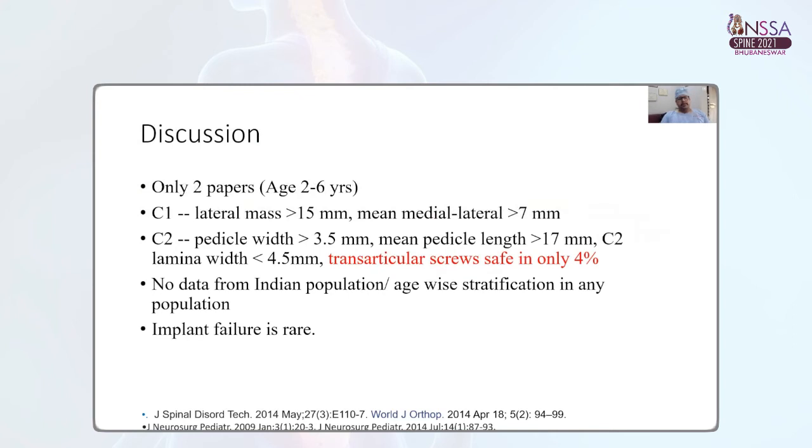Interestingly, there are only 2 papers in literature which concentrate on the role of rigid fixation in pediatric craniovertebral junction anomalies. Both of these papers are from the Texas Children's Hospital. They have seen that the size of the lateral mass is about 15 mm in the C1, with a mediolateral width being about 7 mm. The C2 pedicle is more than 3.5 mm with a length of more than 17 mm. And the transarticular screws were safe in only 4% of their patient population.